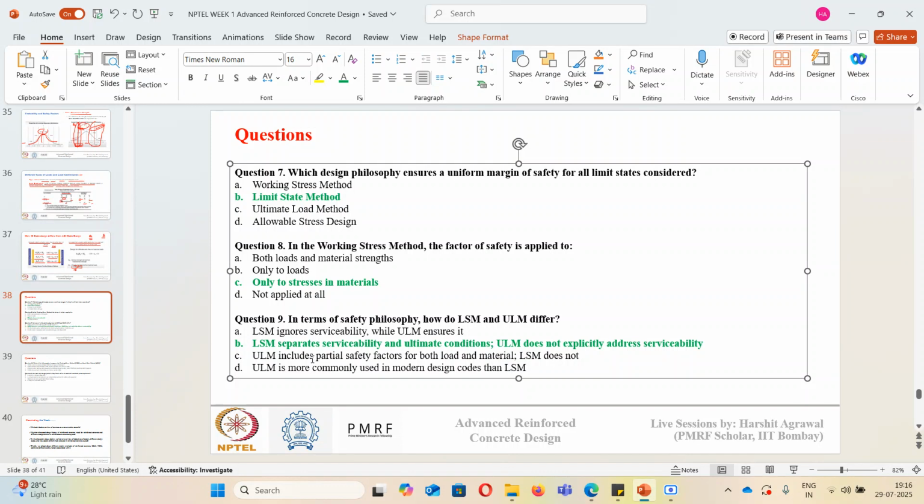And in limit state of collapse, the design ensures that at ultimate loading condition, the structure is safe. So that's how this takes both serviceability and collapse into picture. However, in ultimate load method, we don't explicitly address serviceability. When we design a structure for such a high loading condition, there can be cracking issues in the structure at normal conditions that are not addressed by the ultimate load method. So it doesn't explicitly address serviceability in the design.